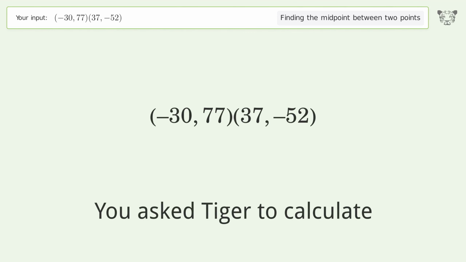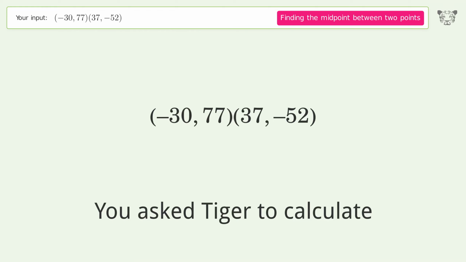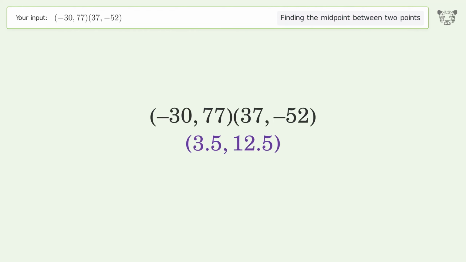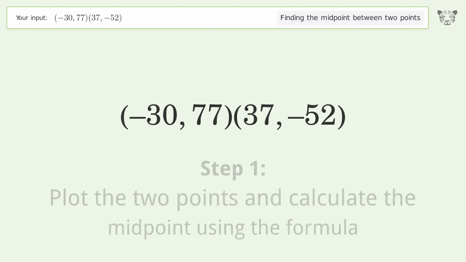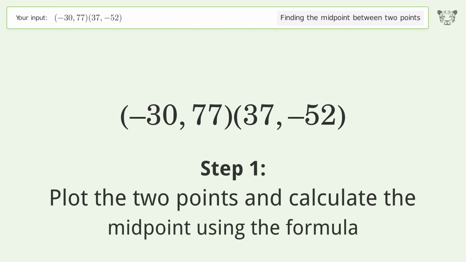You ask Tiger to calculate. This deals with finding the midpoint between 2 points. The midpoint between the 2 points is 3.5, 12.5. Let's solve it step by step. Plot the 2 points and calculate the midpoint using the formula.